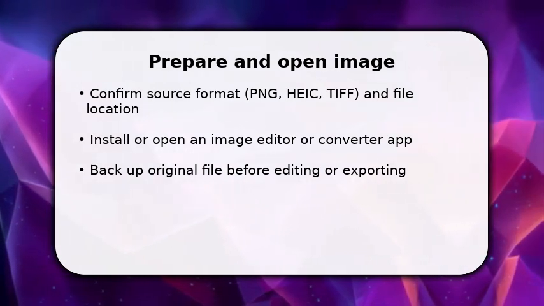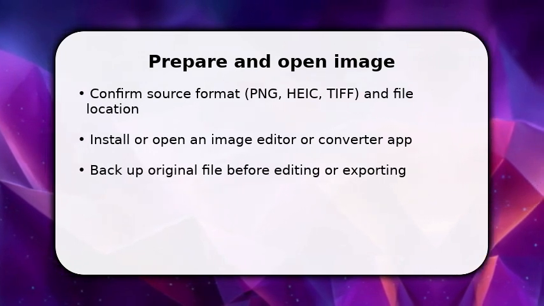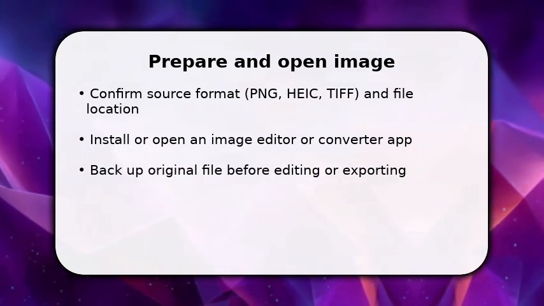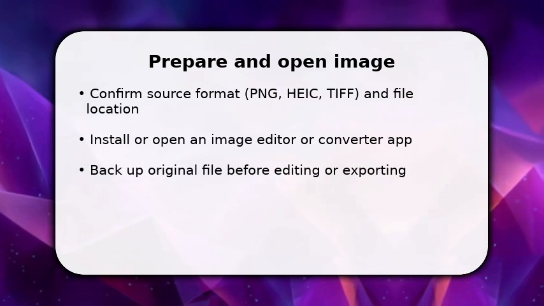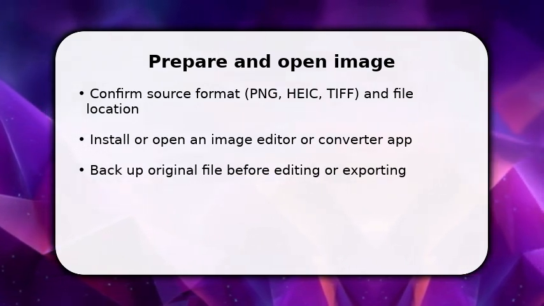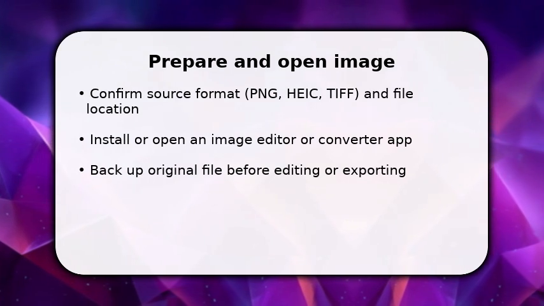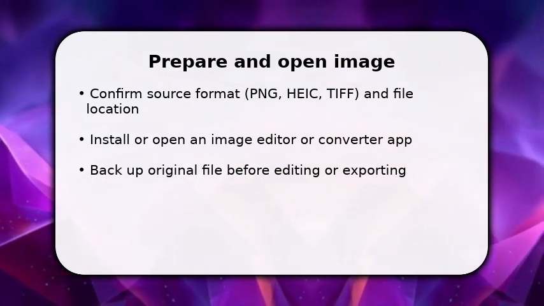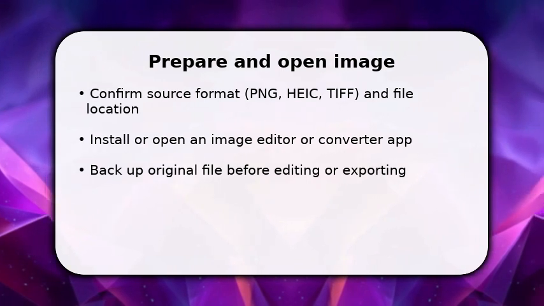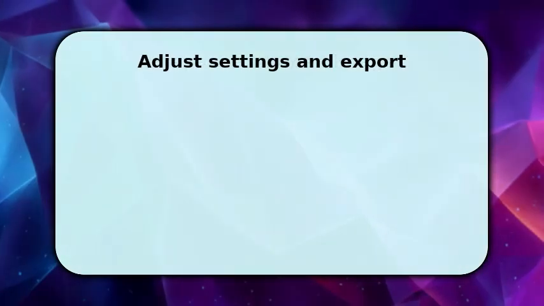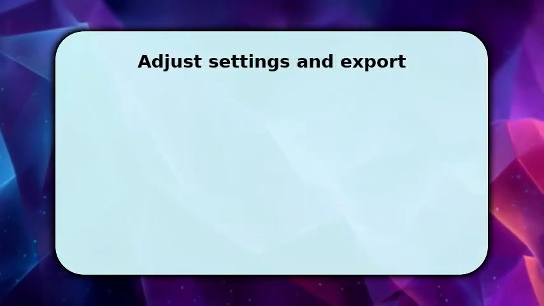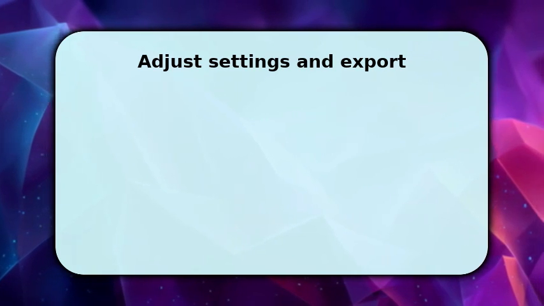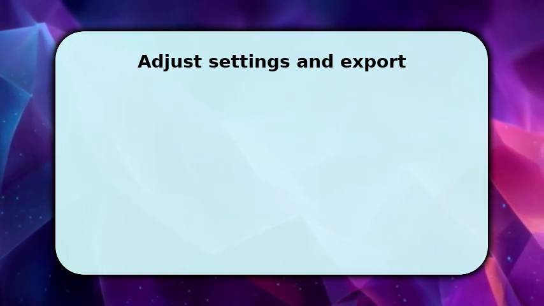If the image has layers or transparency, flatten or handle them now. JPEG does not support alpha. You'll set resolution and quality later, so for now focus on getting the correct file open and verifying color space. sRGB is the safest choice. Once the file is open and backed up, flatten layers and convert to sRGB so colors remain consistent across devices.